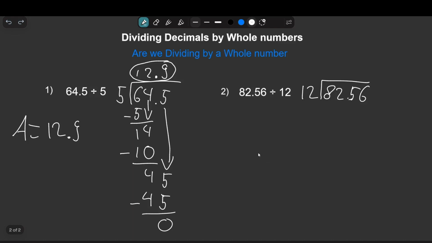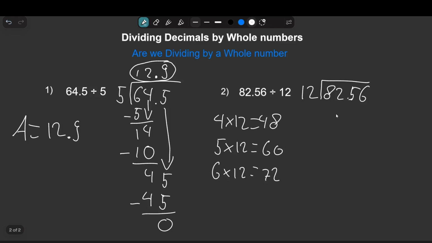This is a bit of a problem if you don't have a calculator, so I'm going to do the multiples of 12 with you guys. So let's start from, let's say, 4. 4 times 12 equals 48. We're still a long way from 82, so we can go further. 5 times 12 equals 60. We're almost there, and 6 times 12 equals 72. Now, if you do 7 times 12, we will go above our 82. So 12 fits 6 whole 12s into 82. So we can write our 6 right here.